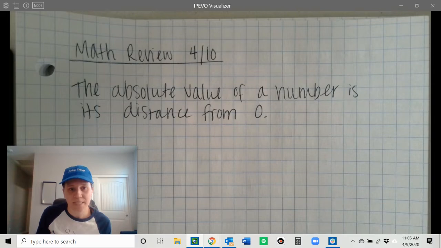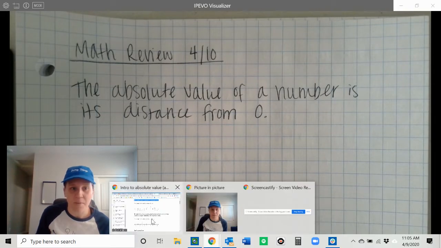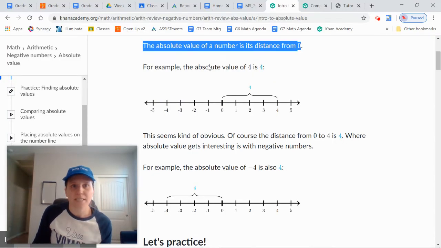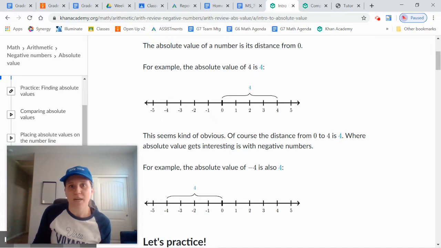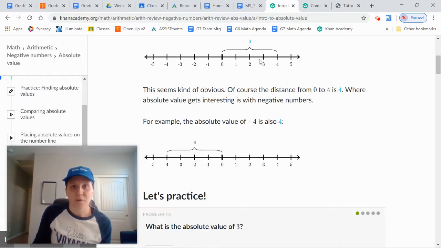Okay, let's look at a few examples. This gets even more fun with negative numbers. Okay. For example, the absolute value of 4 is 4. You can see that on the number line here. So the number line is a great strategy to use when finding absolute value. 4 is 4 spaces away. This seems kind of obvious, true. Of course, the distance from 0 to 4 is 4.